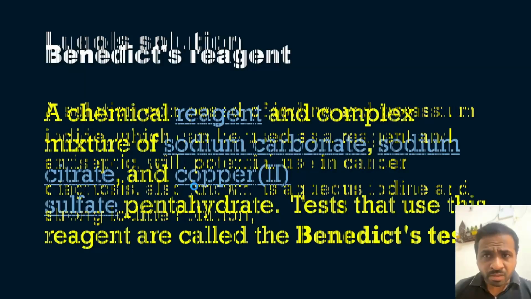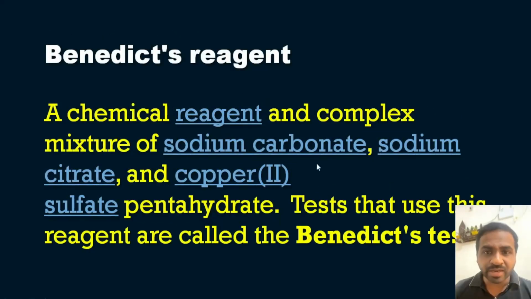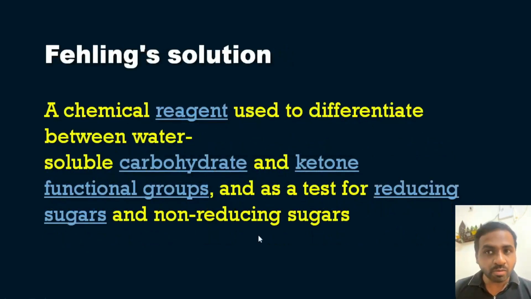The other options: the Benedict's reagent, you know that. It is a chemical reagent, a complex mixture of sodium carbonate, sodium citrate, and copper sulfate pentahydrate, and the test using this reagent is called the Benedict's test. And the other option was the Fehling solution.